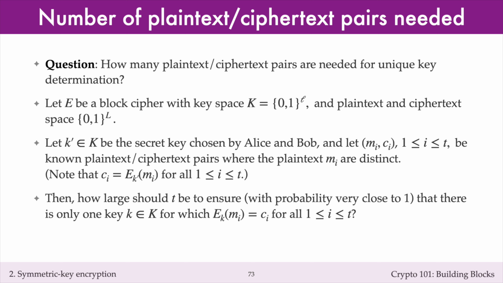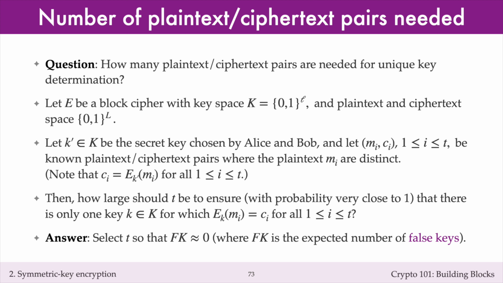The question then is how large should t be in order to ensure, with probability very close to 1, that there is only one key in the key space that encrypts Mi to Ci for each i between 1 and t. The answer is that we need to select t so that the expected number of so-called false keys is very close to 0.